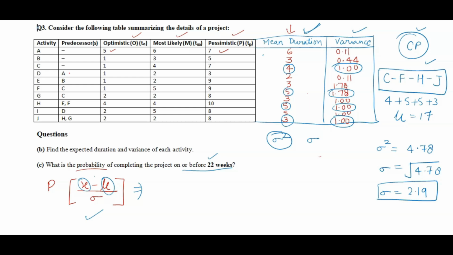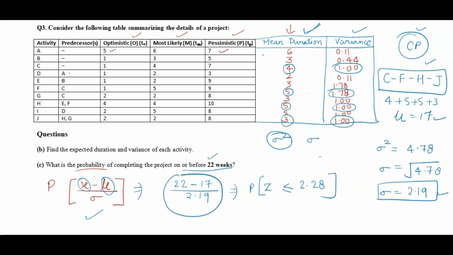So now applying the formula. In place of x you write 22, minus mu which is 70, divided by the standard deviation, 2.19. Okay, so with this you will get the probability of Z, normal distribution, Z is less than 2.28. After solving this part you will get 2.28. This is because it is on or before 22 weeks, so it should be less than or equal to that.